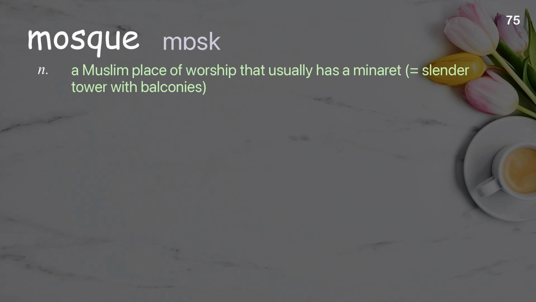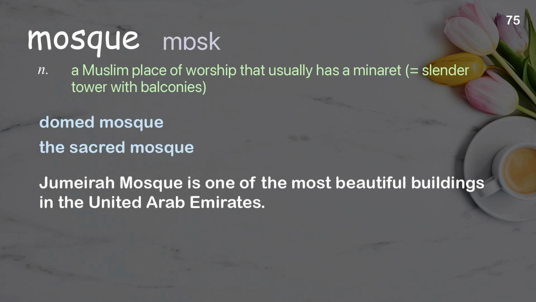Mosque: a Muslim place of worship that usually has a minaret, which is a slender tower with balconies. Examples: domed mosque, the sacred mosque. Jumeirah Mosque is one of the most beautiful buildings in the United Arab Emirates.